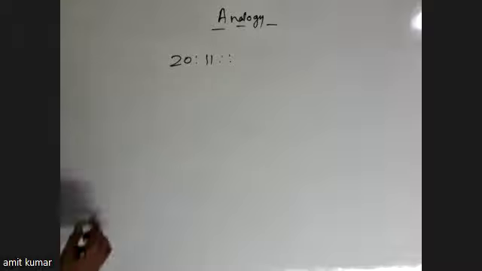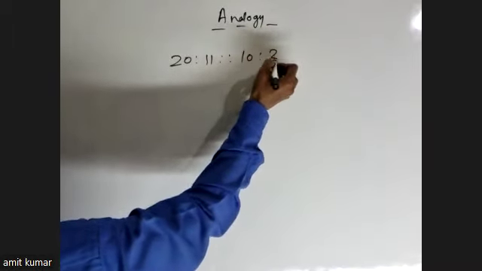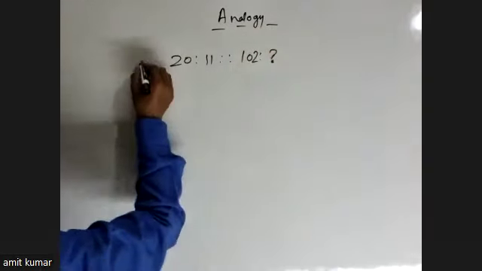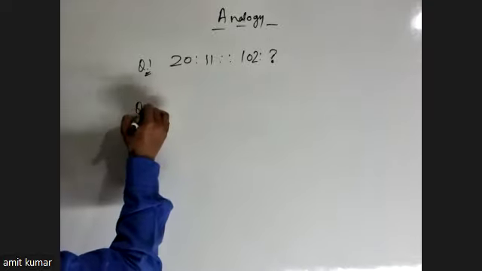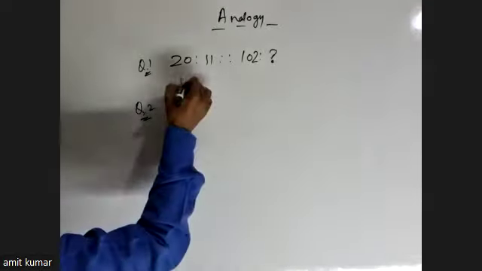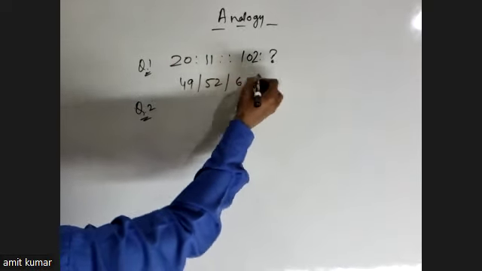Similarly, 20 is related to 11. Similarly, 102 is related to what? ये किससे रिलेटेड है 102? ट्राई करो. सेकंड ऑप्शन दे देते हैं बेटा इसमें, 49, 52, 61 and 98.